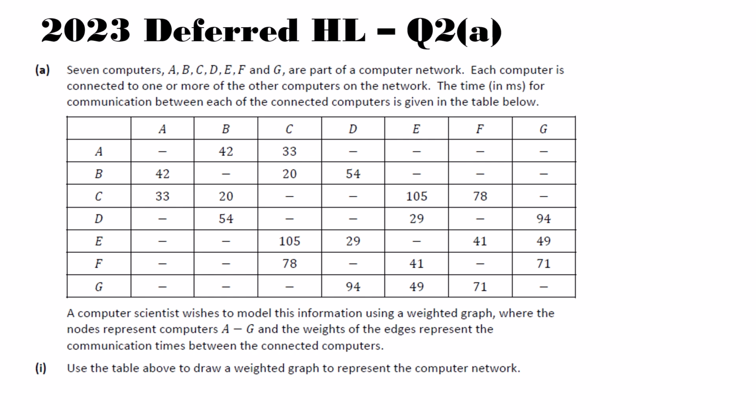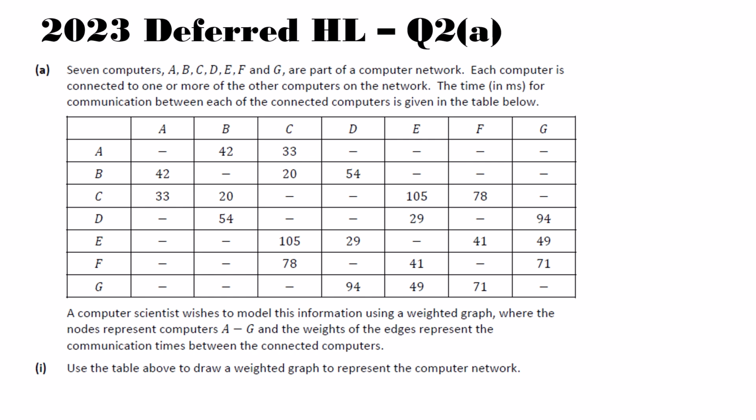So this is question 2, part A from the 2023 deferred higher level paper. 7 computers, A, B, C, D, E, F, and G are part of a computer network. Each computer is connected to one or more of the other computers on the network. The time in milliseconds for the communication between each of the connected computers is given in the table below.